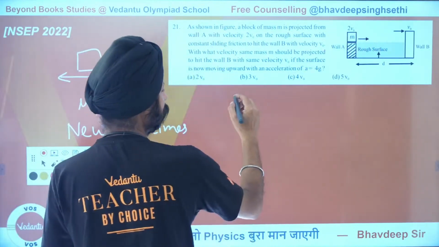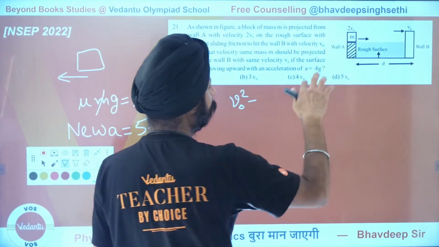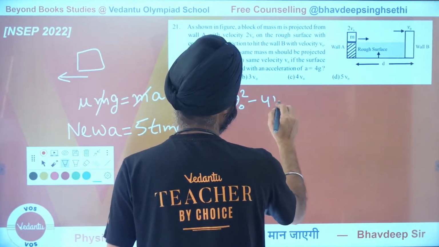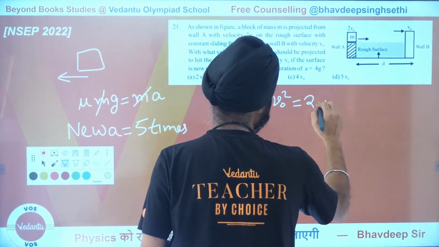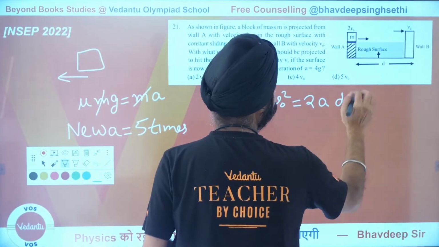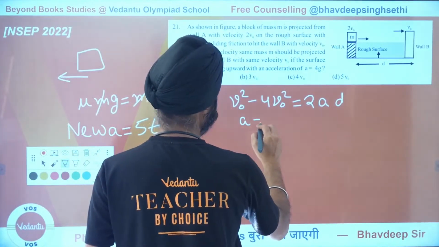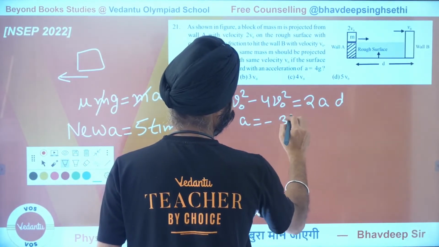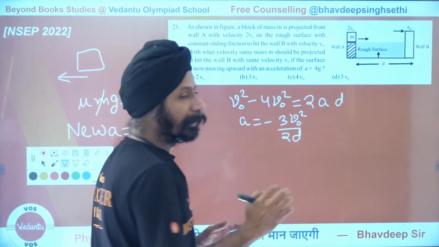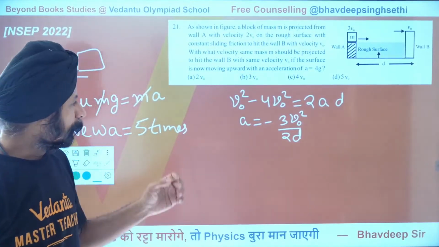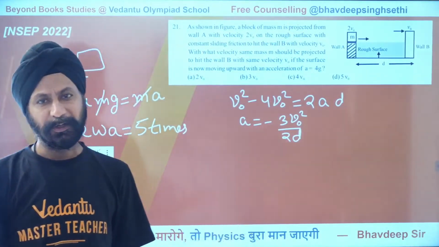The original case would be the final velocity square minus the original velocity square, which is 2v naught. So that makes it 4v naught square is equal to 2 times the retardation, let's call it a, times d. The d is the distance over there. So that becomes 3. So the acceleration there is minus 3v naught square by 2d. This was the original retardation. Now the new retardation would be 5 times, as in negative 15 v naught square by 2d.